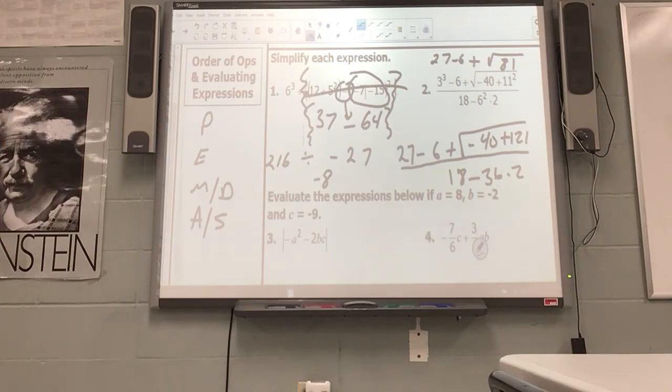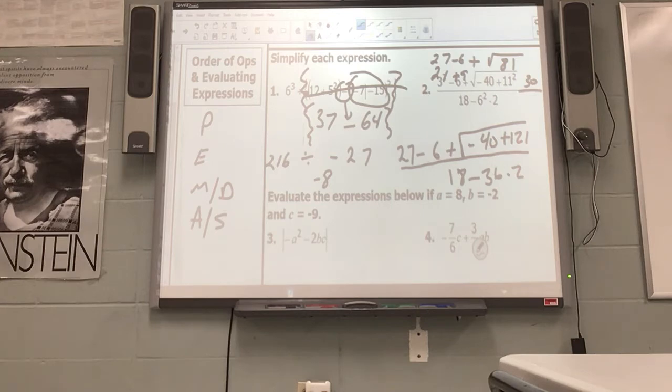So now I've got subtraction and addition on the top, so I go left to right. And this is where y'all will have the error because you did squared instead of cubed, but that's all right. So 27 minus 6 is 21 plus 9. So we end up with a 30 on the top. You all right? Okay, now to the bottom.